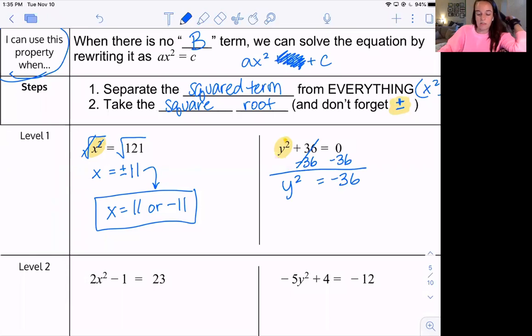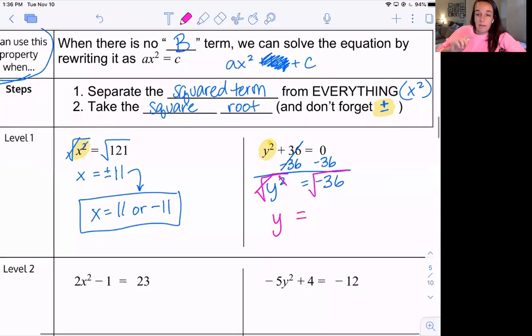So we did the first one, we separated the square term. And the second one is to take the square root of both sides and not forget plus or minus. So I'm going to go ahead and take the square root of both sides. A square and a square root will cancel and leave me with just y equals. And we have to think of what number times itself will give us negative 36.